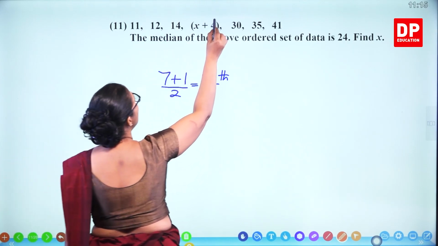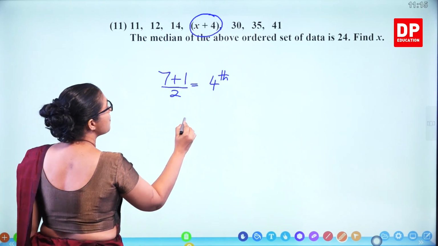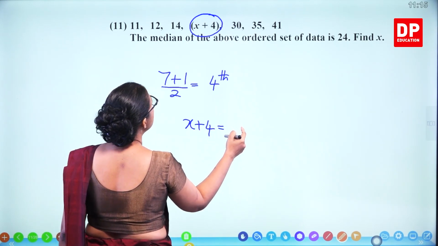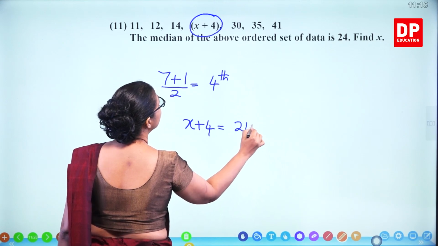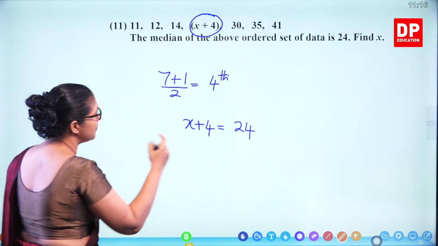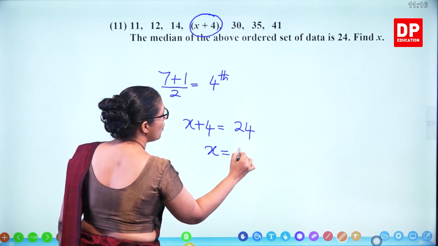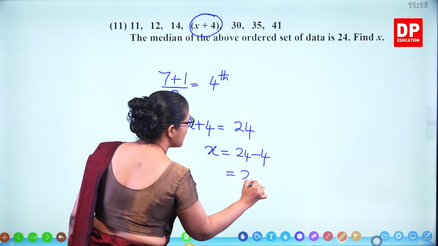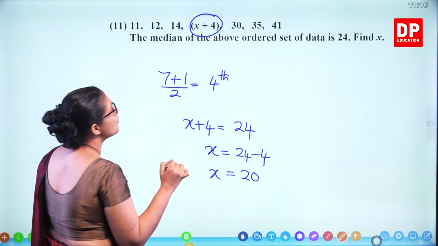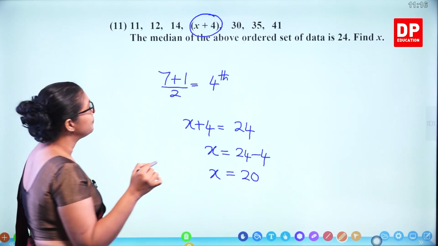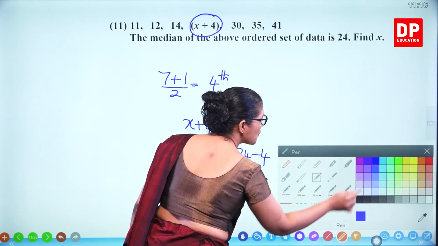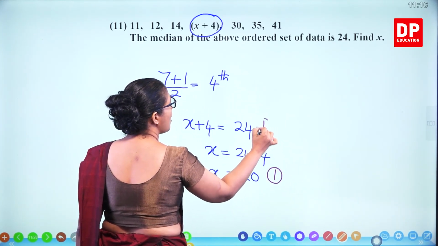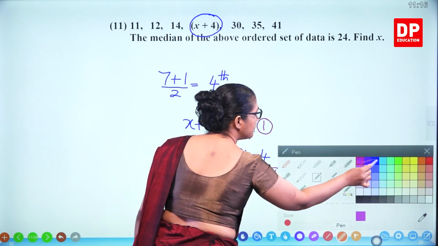1, 2, 3, 4. Fourth term is x plus 4. That's the median. But it says the median is 24. So what's x? You can subtract 4. So you get 24 minus 4. That's 20. So x value is 20. So 2 marks for that. 1 mark for the x value and 1 mark for the method.